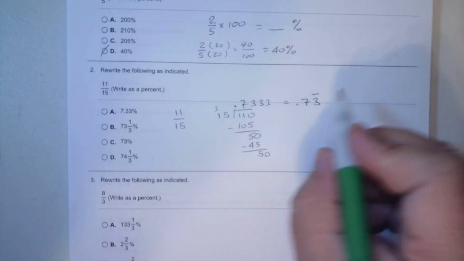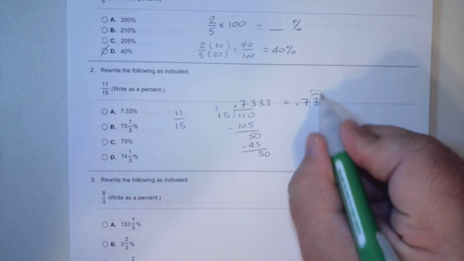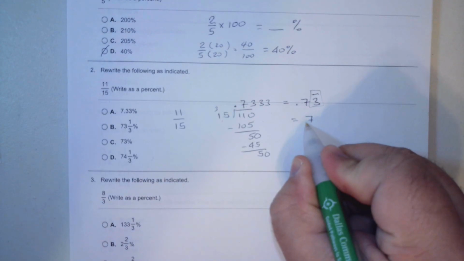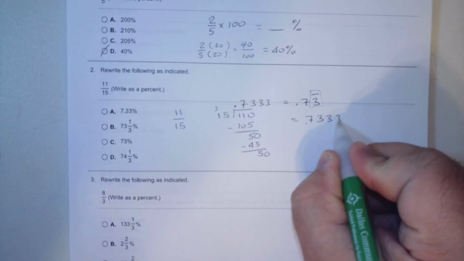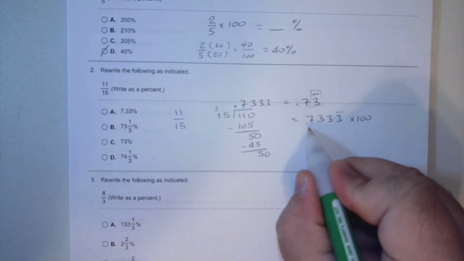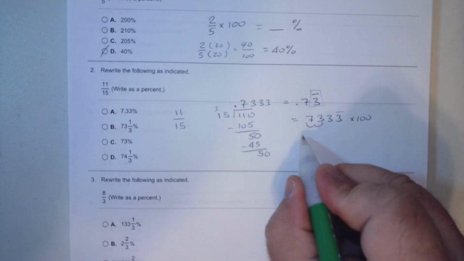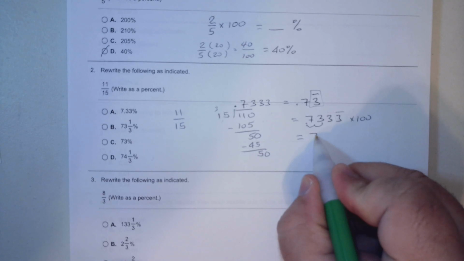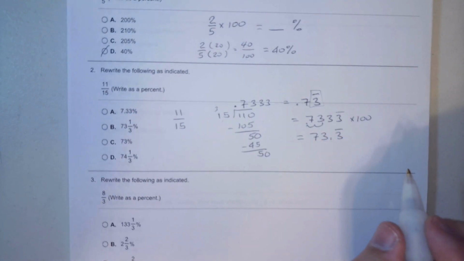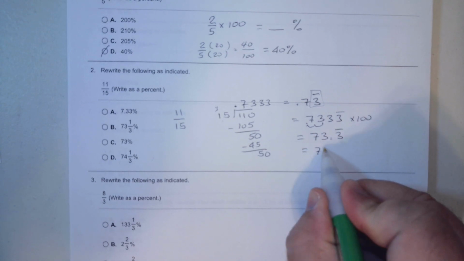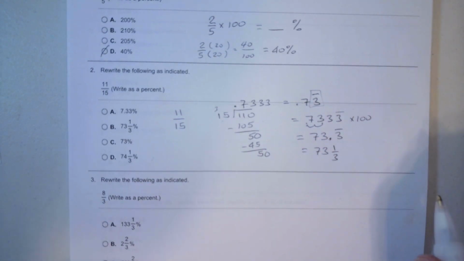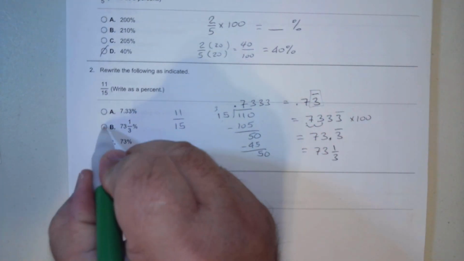So now when we convert this to percent, we take 0.7333, and so on, times 100. We get 73.3 repeating. 0.3333 is 1 over 3. So the answer is B.